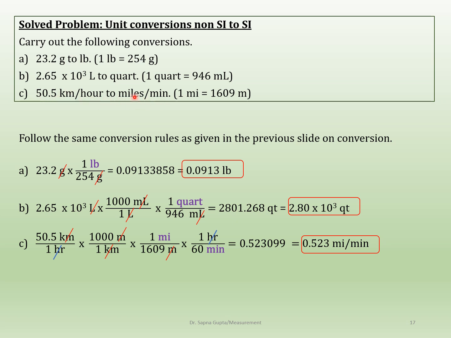By the way, the hours to minutes conversion factor is not given because everybody knows there are 60 seconds in 1 minute and 60 minutes in 1 hour. So that conversion factor is not given to you. The mile to meter is given to you, so you have to convert the meters to kilometers yourself.